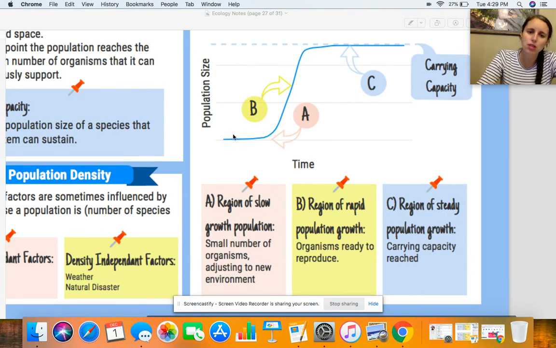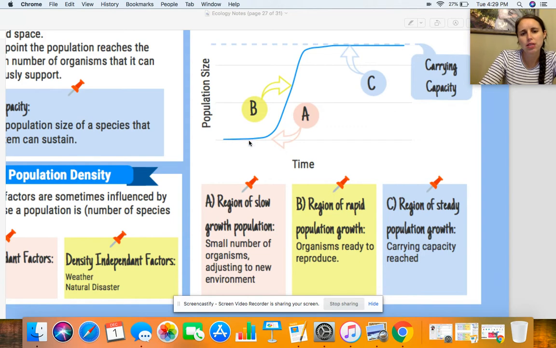Why this is so slow is there's a small number of organisms. So there's not as many mates available. Maybe you only start with 2 or 4 rabbits. It's harder to find mates. And even if they're doubling and doubling and doubling, that growth rate is still pretty slow. They're also adjusting to the new environment, so they tend not to reproduce as fast. Then all of a sudden you can see population actually takes off. That's in this region of rapid population growth here. This is because organisms have now adjusted to their environment and they're ready to reproduce.